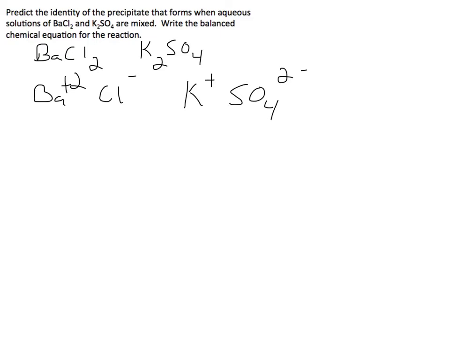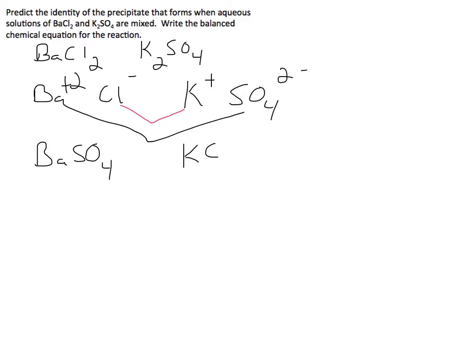Alright, so the first thing we know is that if we swap these, because what we do is we swap the cation from one to the anion of the other, and the same with the other. And so what we end up with is BaSO4, and we have KCl.